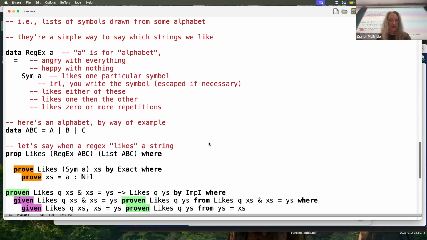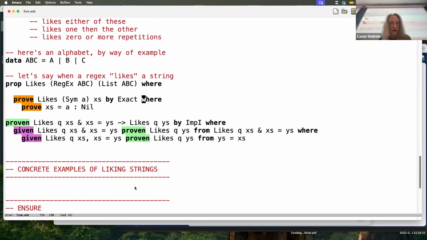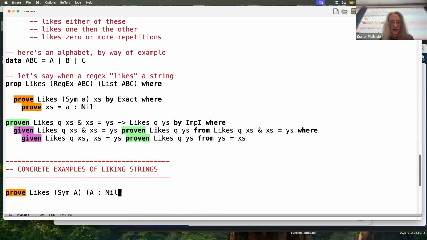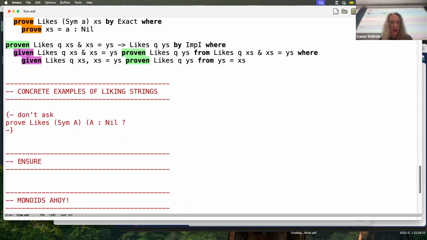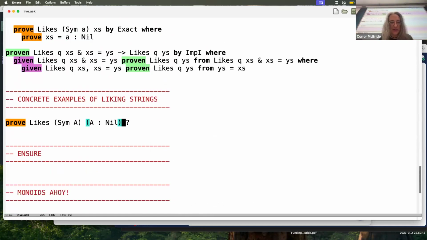Okay, so we've got a symbol. Let's say prove likes sim A cons nil. What have I got wrong? I've forgotten a closing parenthesis. That's legit. So here we say by exact, and we're done.